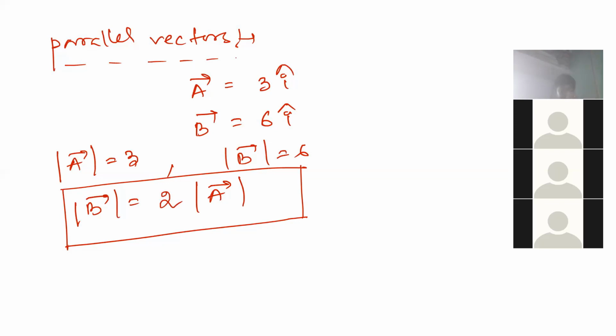Whether it is true or not, because in this case the magnitude of A vector is 3 and the magnitude of B vector is 6. So B vector has a magnitude of 6, which equals 2 multiplied by 3. We can say it like this. These two vectors are parallel because they both are working along the x-axis. I cap means they have a component along the positive x-axis.